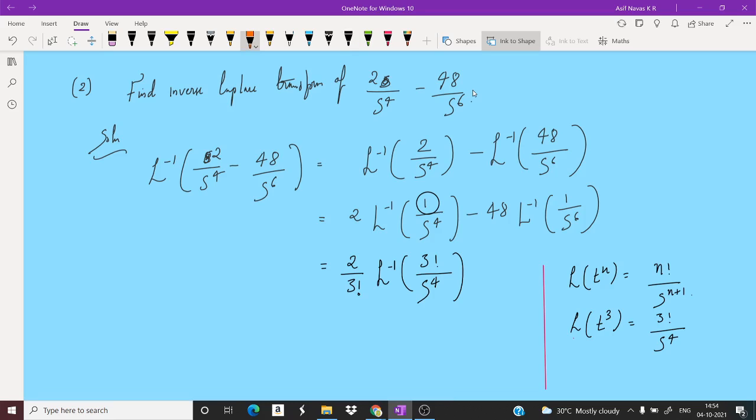Now similarly, here there is s raised to 6. So we know that L of t raised to 5 is 5 factorial divided by s raised to 6. So I want 5 factorial here. So I am dividing by 5 factorial, L inverse of 5 factorial by s raised to 6. Now I can write 2 divided by 3 factorial, L inverse of 3 factorial by s raised to 4 is t cube, minus 48 divided by 5 factorial, L inverse of 5 factorial divided by s raised to 6 is t raised to 5. Hence, this is the inverse Laplace transform of this function.